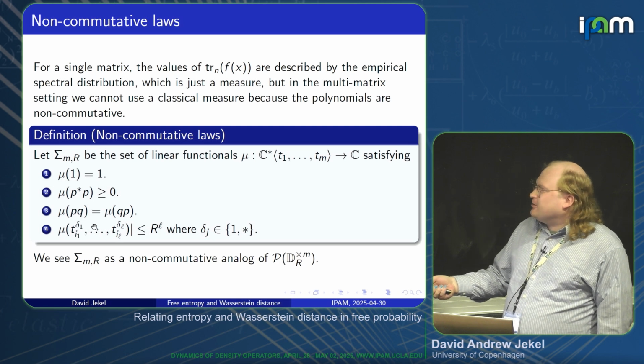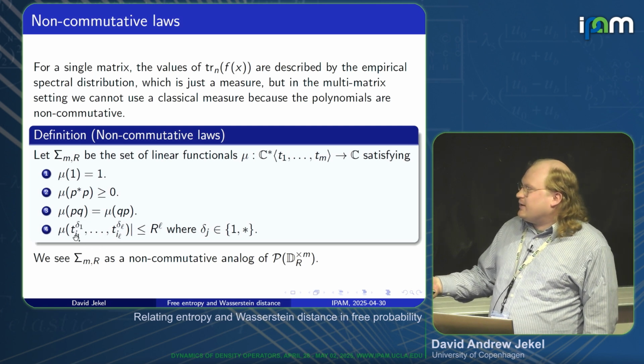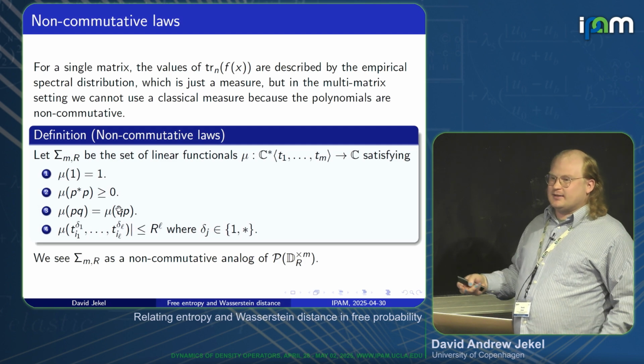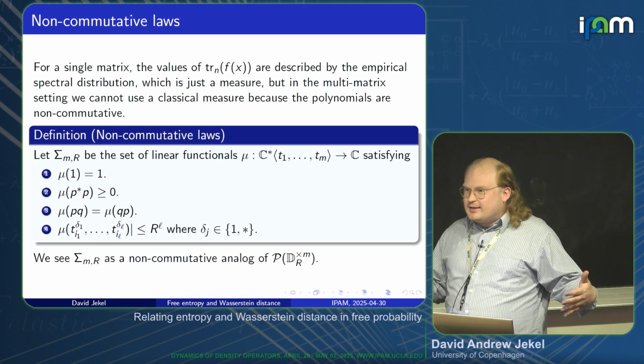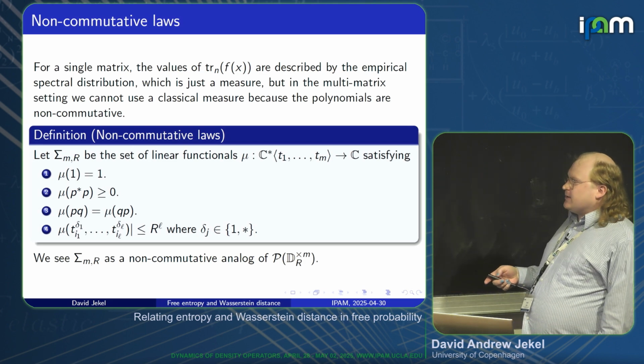And this is just what you would expect to happen if you're plugging in things with operator norm bounded by R, because then if you take a product of them, it's bounded by R to the L, and then if you take the normalized trace, that's bounded by the operator norm.